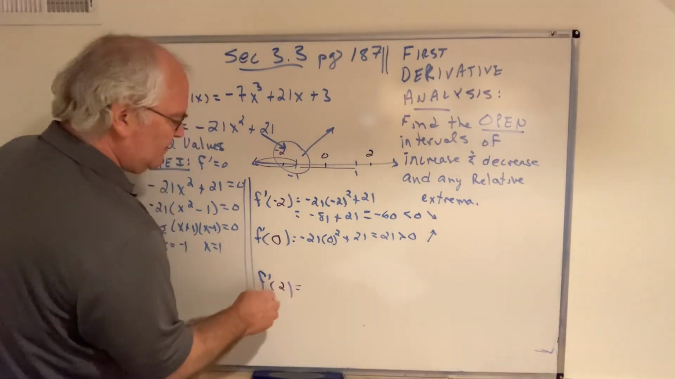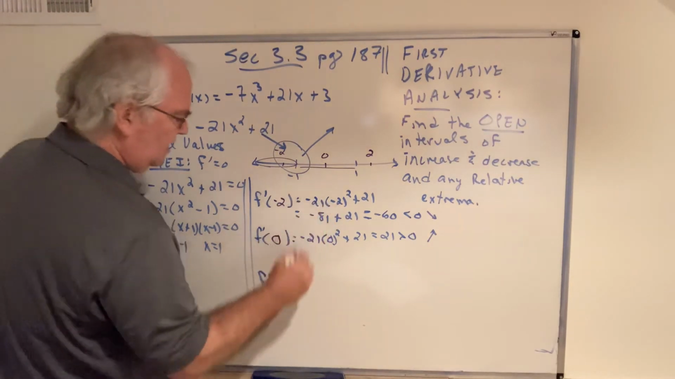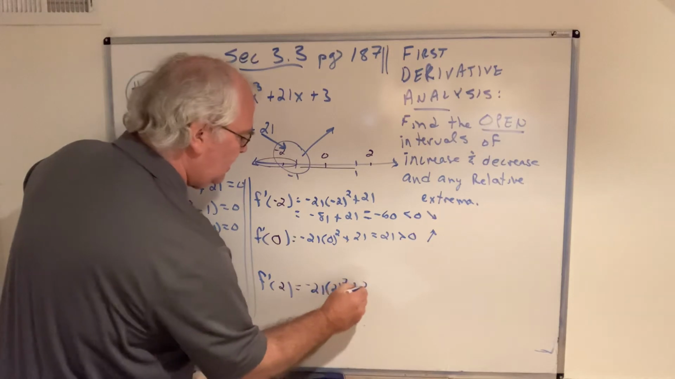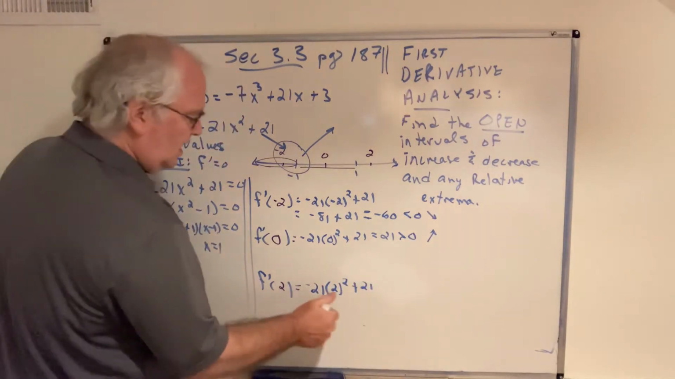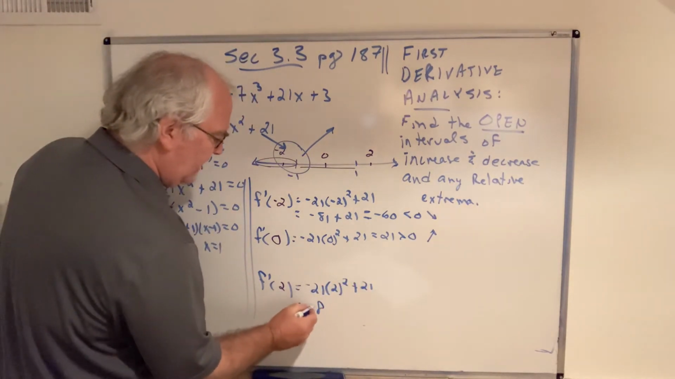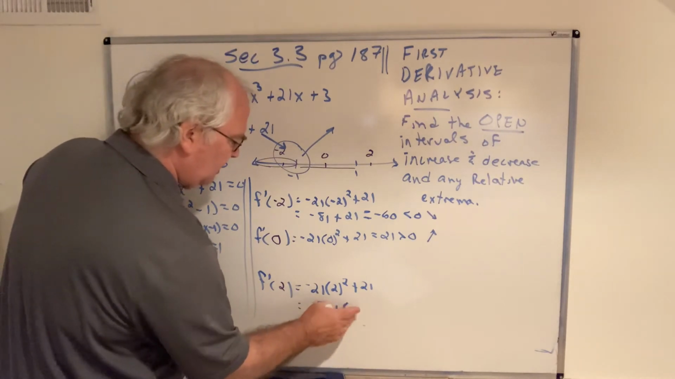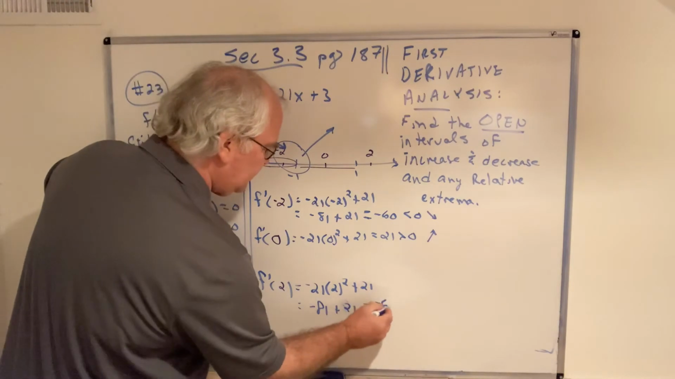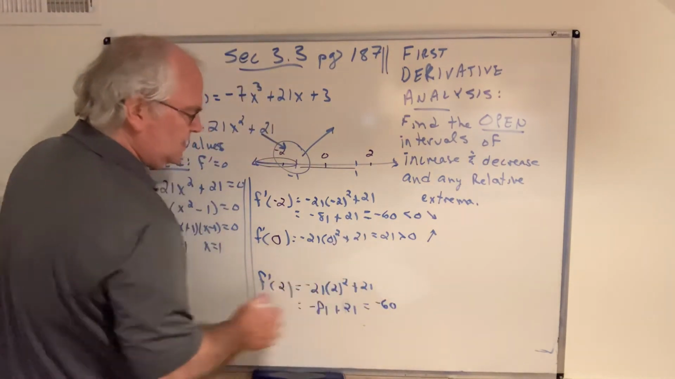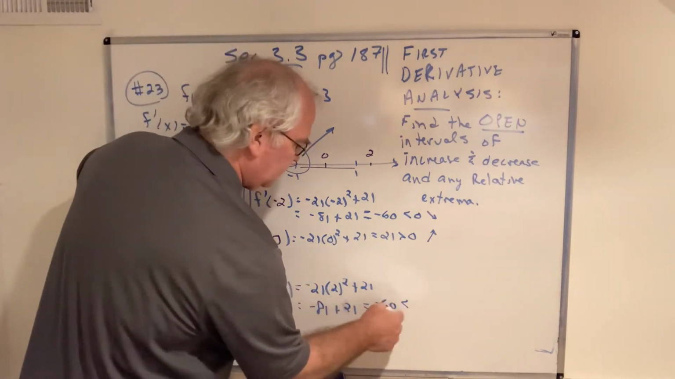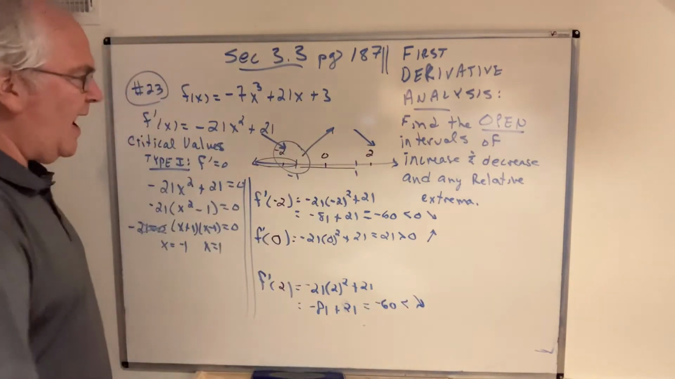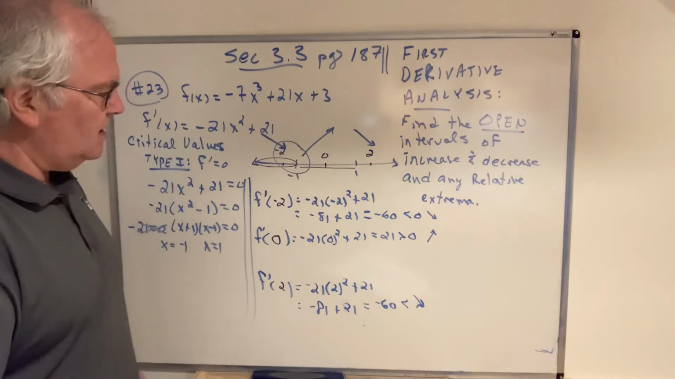And then f prime of 2, it's going to be the same computation because this is an even function. Negative 21 times 2 to the second plus 21 is, once again, negative 84 plus 21, which is equal to negative 63. That's coincidence, don't read too much into that, but it's less than 0, which means the function is decreasing. So we have the intervals of increase and decrease.